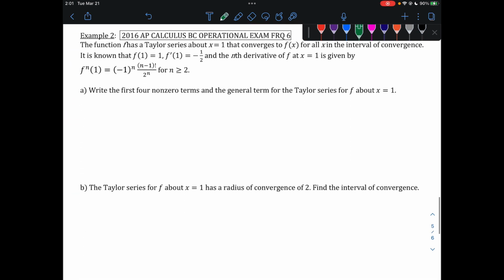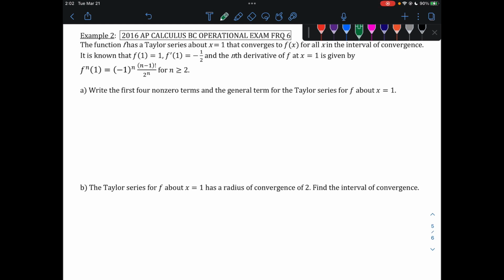All right, let's take a look at our AP problem. The function f is a Taylor series about x equals 1 that converges to f of x for all x in the interval of convergence. It is known that f of 1 equals 1, f prime of 1 equals negative 1/2, and the nth derivative of f at 1 is given by the following formula for n greater than or equal to 2. Write the first 4 non-zero terms and the general term for the Taylor series for f about x equals 1.